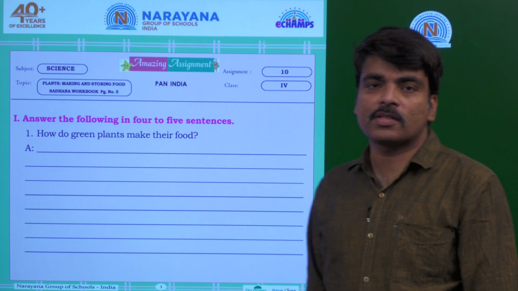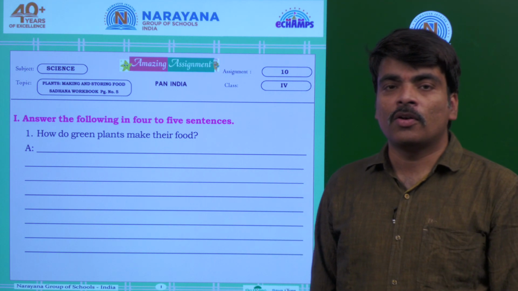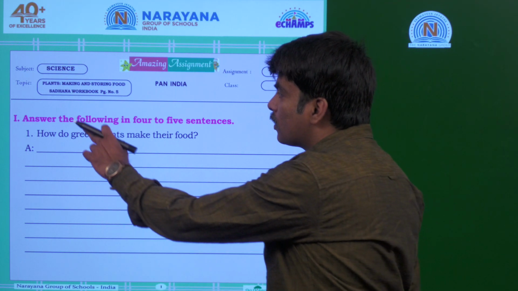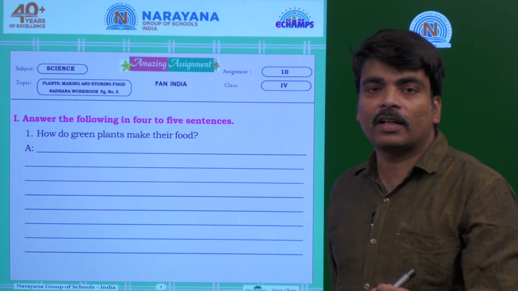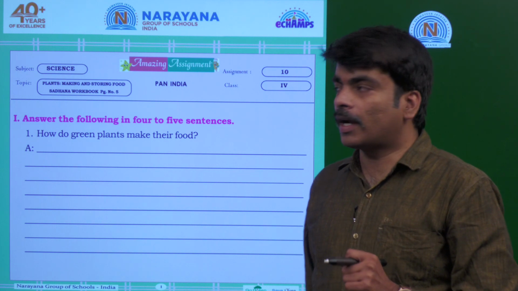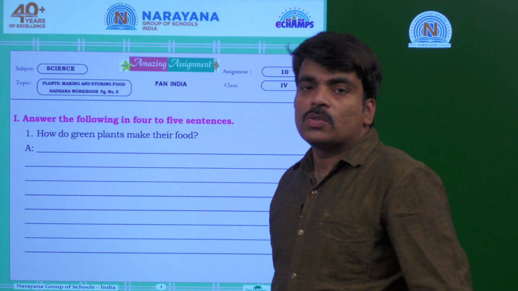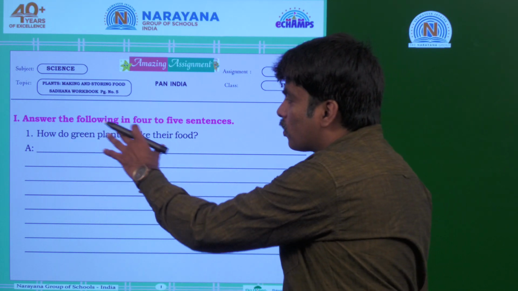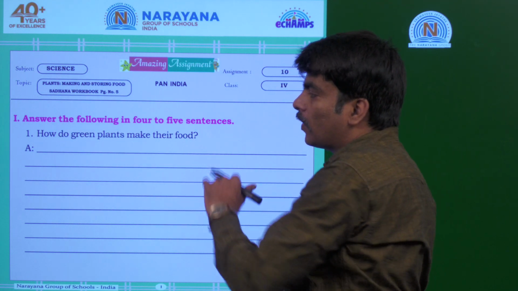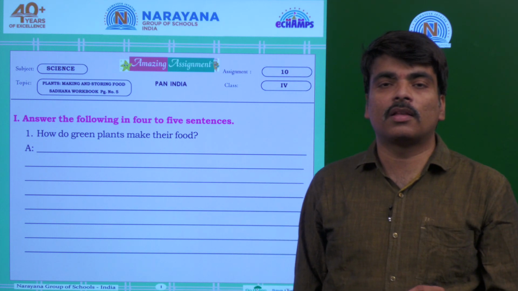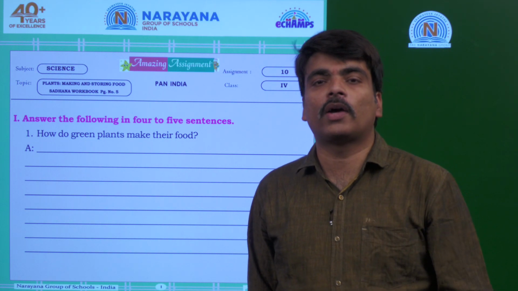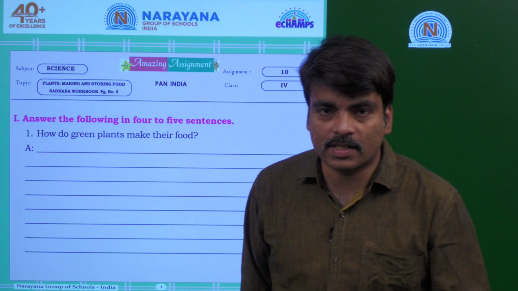Today we are going to discuss the 10th assignment for grade 4, and the topic is plants making and storing food. We have gathered it from the Sadhana workbook at page number 5. Today our topic is answer the following in 4 to 5 sentences. We have some questions here and we have to answer them in detailed 4 or 5 sentences. So shall we start now?